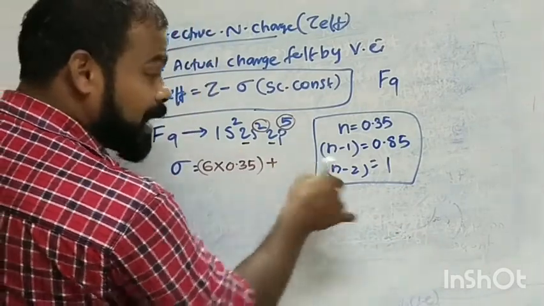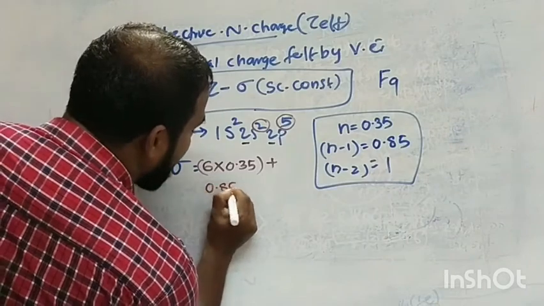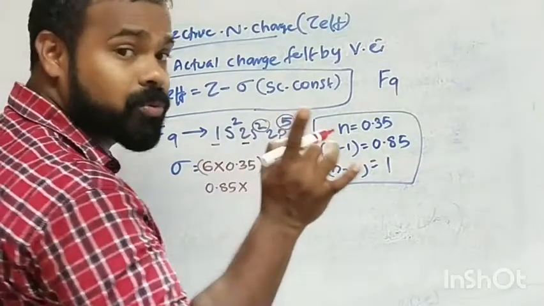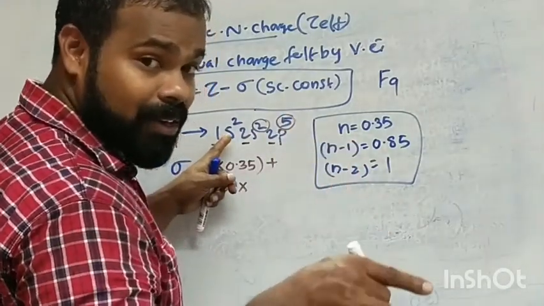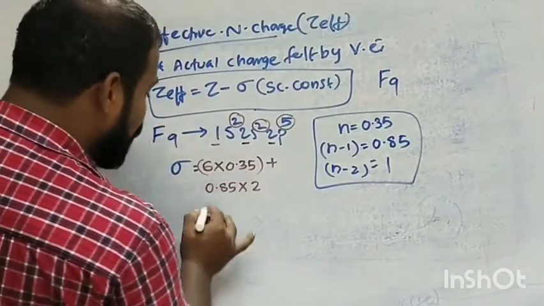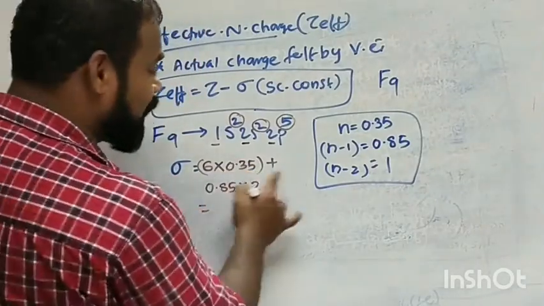Then next, n minus 1. For n minus 1, what do we multiply? 0.85 multiplied by the total number of electrons here. n minus 1 equal to 2, sorry, 1. n minus 1 equal to 1. Therefore, the total number of electrons is equal to 2. Now, 6 into 0.35. Just count that, then you will get the answer.